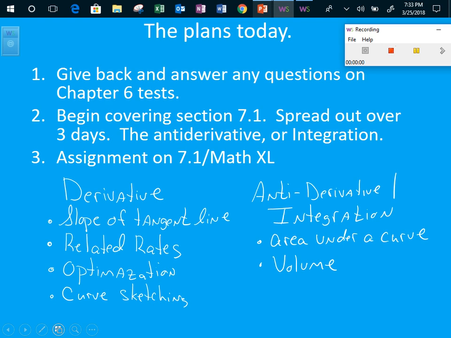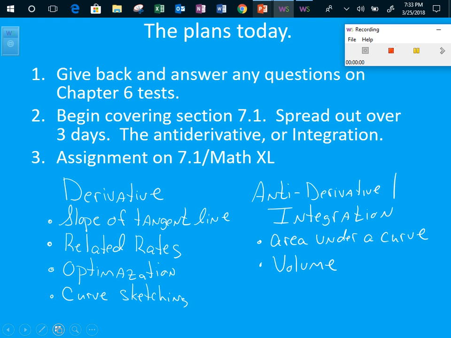Well, hello everybody. Here's where I've got to take you today. I need to cover with you section 7-1. What we do is we turn the corner on the second branch of calculus. The first branch of calculus deals with the derivative.